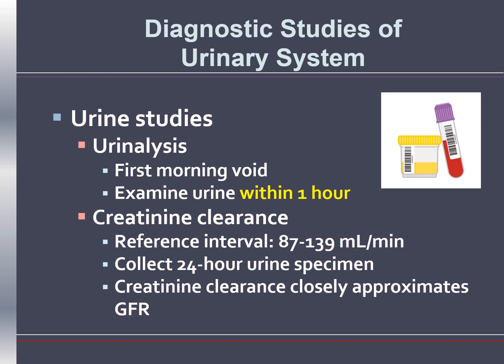Another important one is creatinine clearance. Sometimes this is collected over a 24-hour urine specimen. So you get a big orange container, it's usually orange, collect urine for 24 hours, and creatinine clearance is a close approximation of GFR.